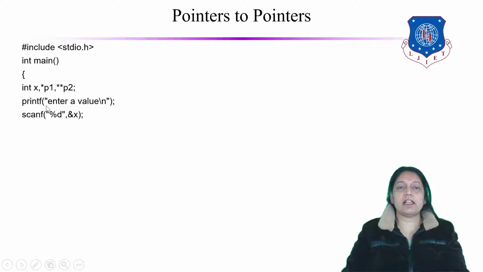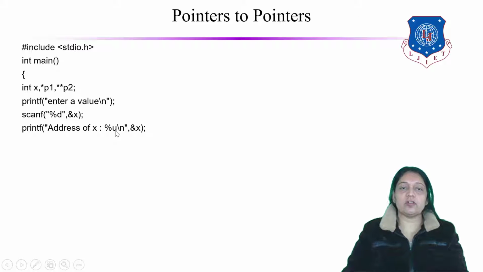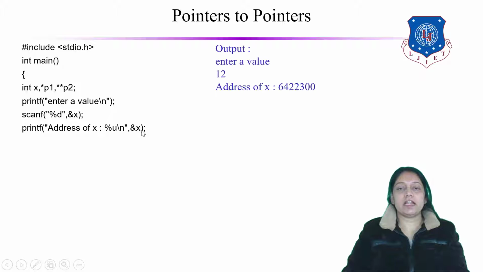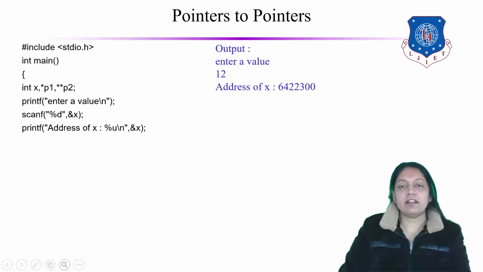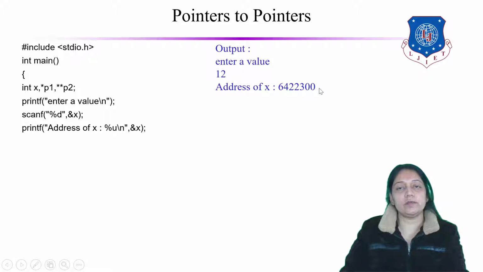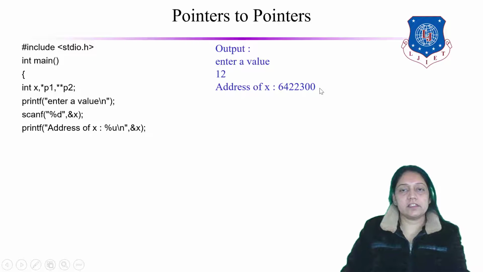Now I want to store some value inside x. For that I am using a simple scanf operation for inputting a value into x. If I want to display the address of x, I use %u, for unsigned, because addresses are positive integers. Address of x means &x. When I display the address of x, I'll get this value. Enter a value: I input x equal to 12, and the address of x is this. This is a random value that has been displayed, whichever free memory location you have. Say for example the address of x in my case is 6422300. In your case the addresses may differ.